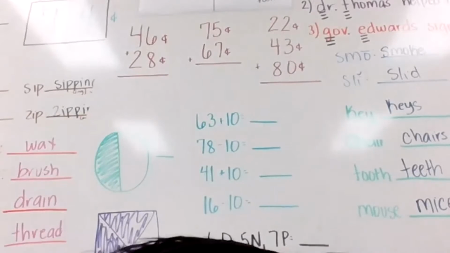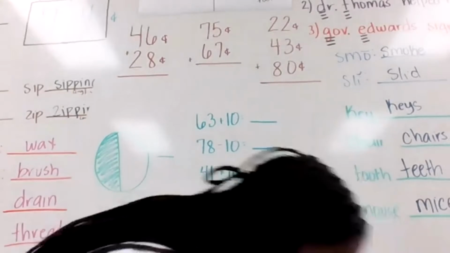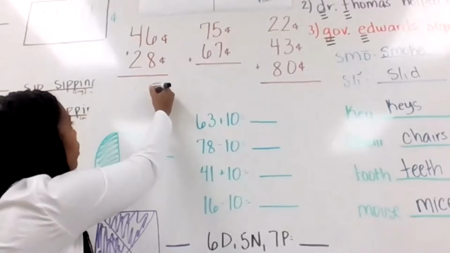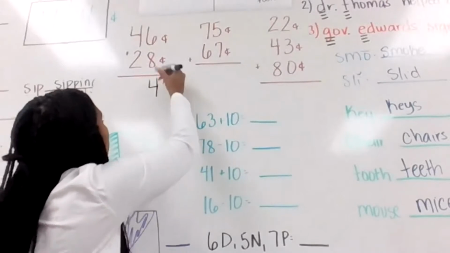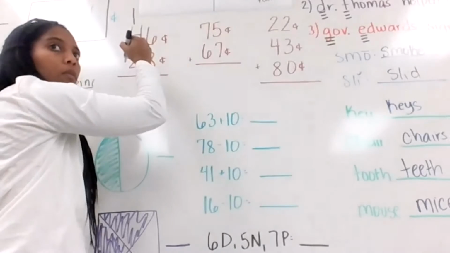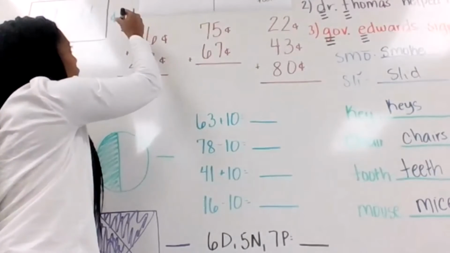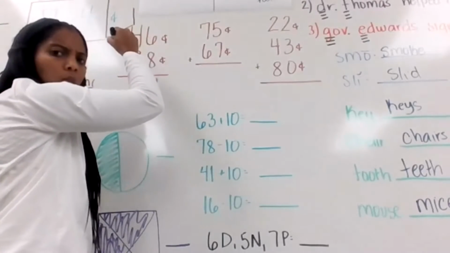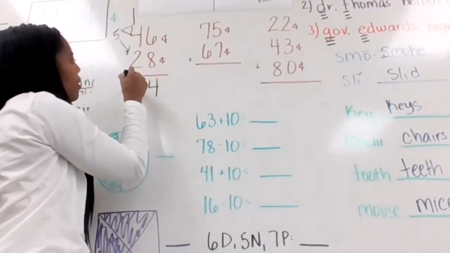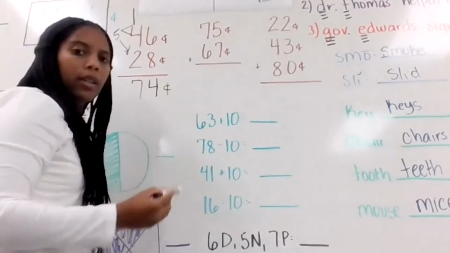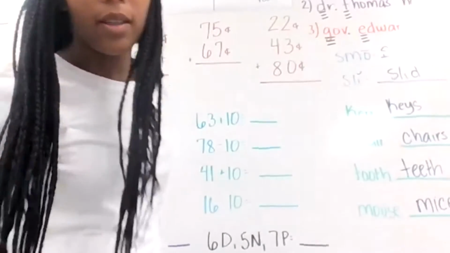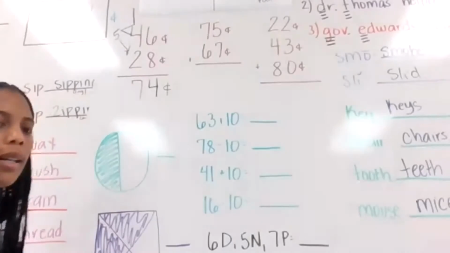6 plus 8 equals 14. Okay, we'll start in the back. 6 plus 8 is 14. How do I show that? 4, and one at the top. Okay, 1 above here. And so how do I add my front? 1 plus 4 is 5, and then 5 plus 2 equals 7. 74 cents. Is that the answer we have? 74 cents.